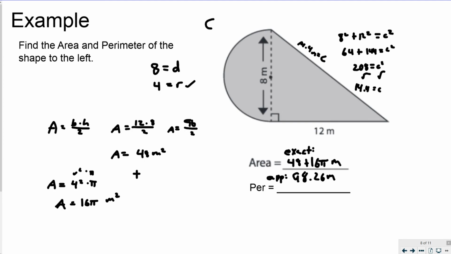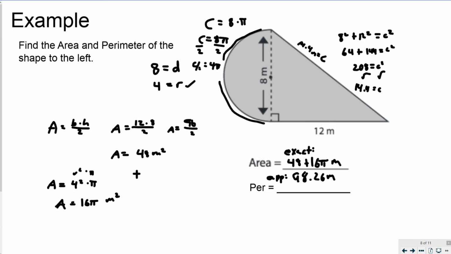Now, perimeter-wise, I need to add all of these together. To calculate the perimeter here, the circumference of the circle would be the diameter 8 times pi. So the circumference is 8 pi, but we only have half of a circle here, so we need to do half of the circumference. So C over 2 is equal to 4 pi. So this distance here on the shape is actually 4 pi.